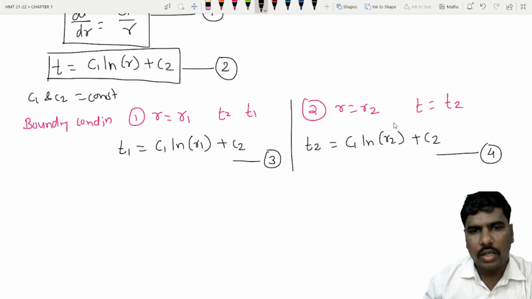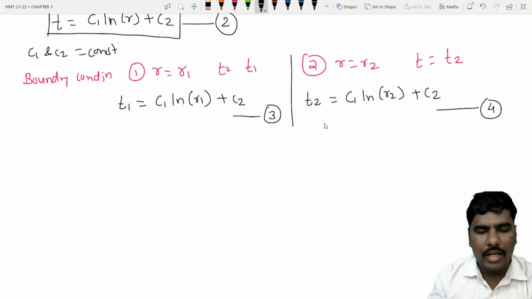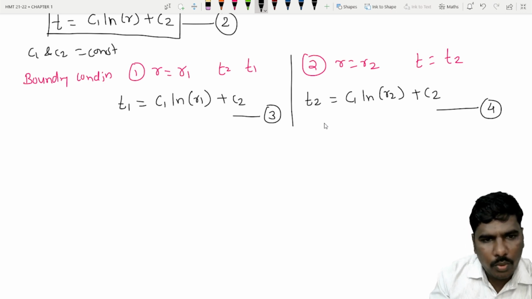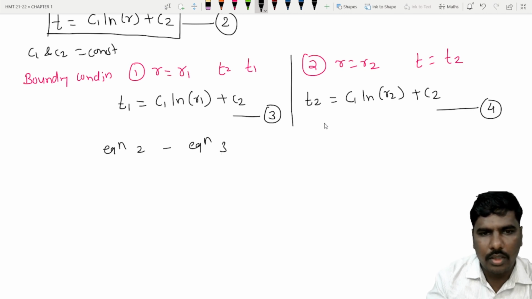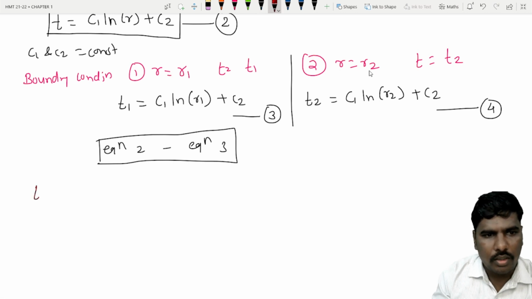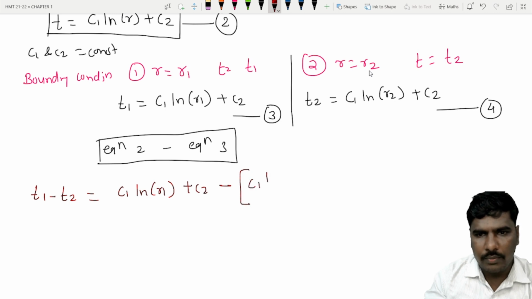We cannot get the values of C1 and C2 directly. So here we will rearrange equation number 3 and equation number 4. We will do equation 3 minus equation number 4, subtracting equation 4 from equation 3. So I will write here the left hand side as T1 minus T2, and on the right hand side C1 ln r1 plus C2 minus, now I am putting in brackets, C1 ln r2 plus C2.